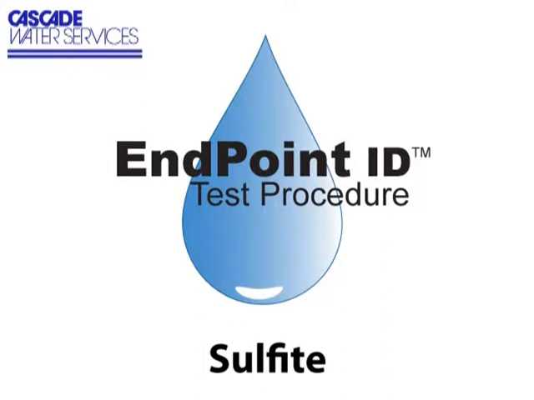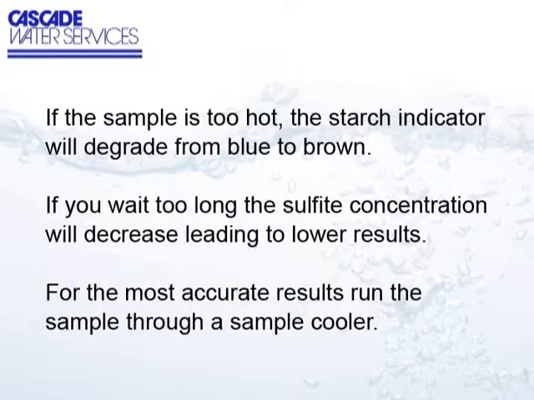When taking a sample for sulfite testing, there are two things to consider. If the sample is too hot, the starch indicator will degrade from blue to brown. If you wait too long, the sulfite concentration will decrease, leading to lower results. For the most accurate results, run the sample through a sample cooler.